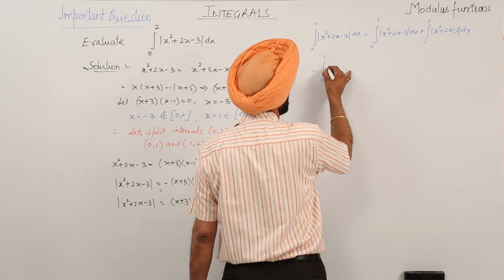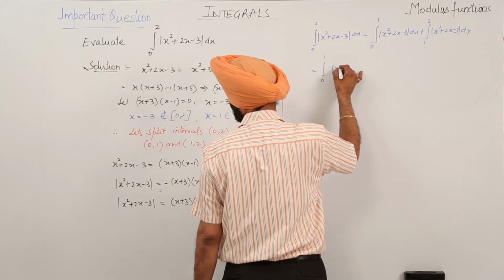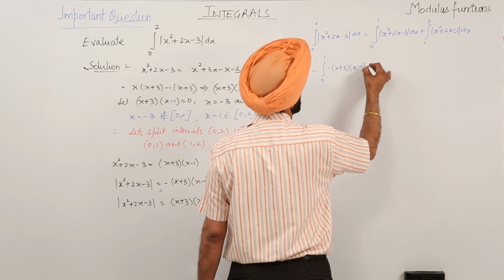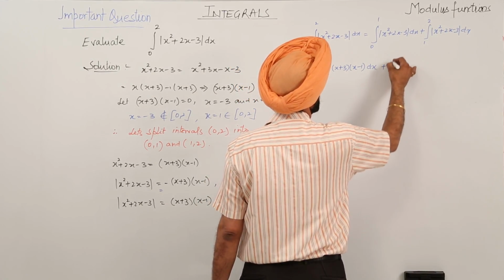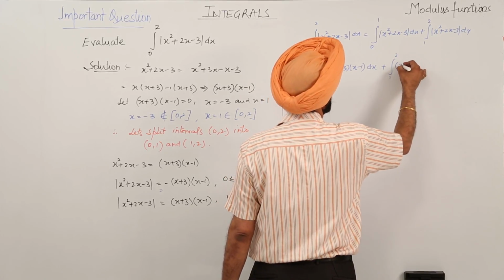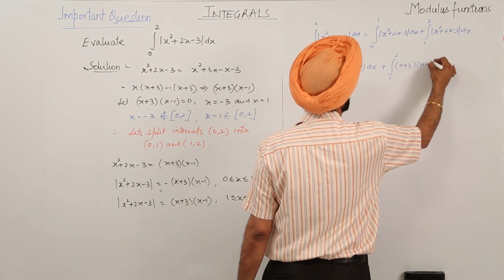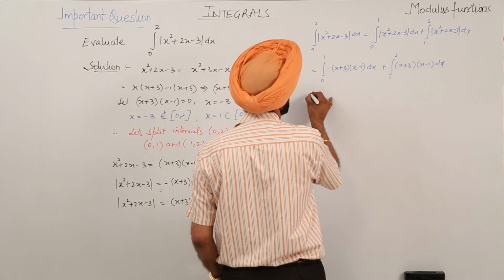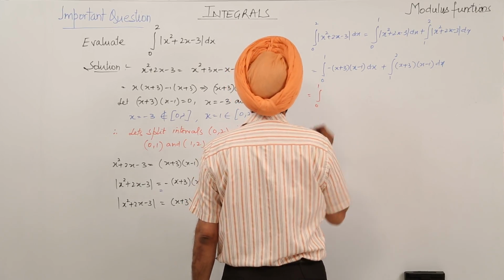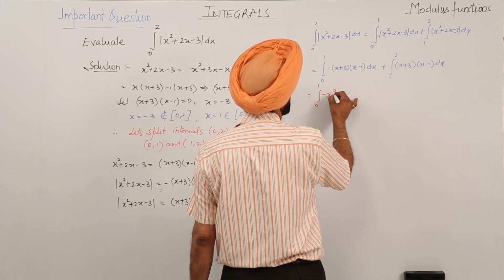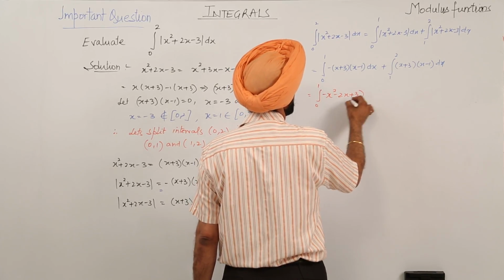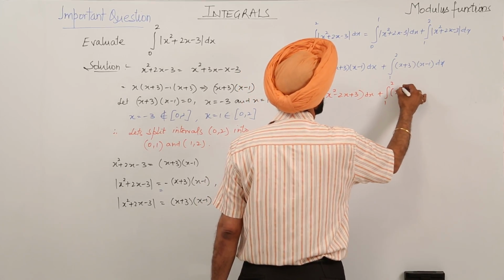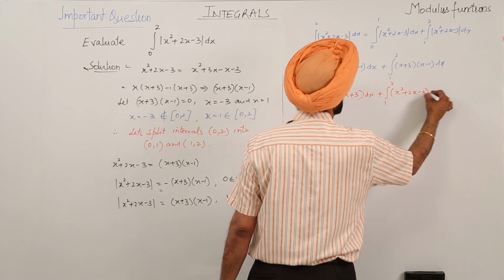Now this will become, let's do it here only. So this is now minus of (x plus 3)(x minus 1) dx plus 1 to 2 (x plus 3)(x minus 1) dx. Okay, now this becomes what? 0 to 1 of minus x square minus 2x plus 3 dx plus 1 to 2 of x square plus 2x minus 3 dx.